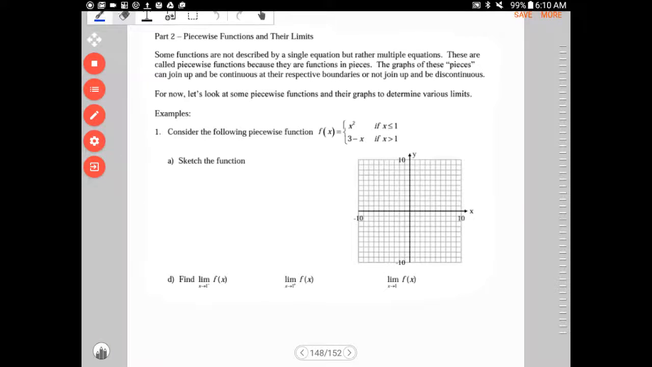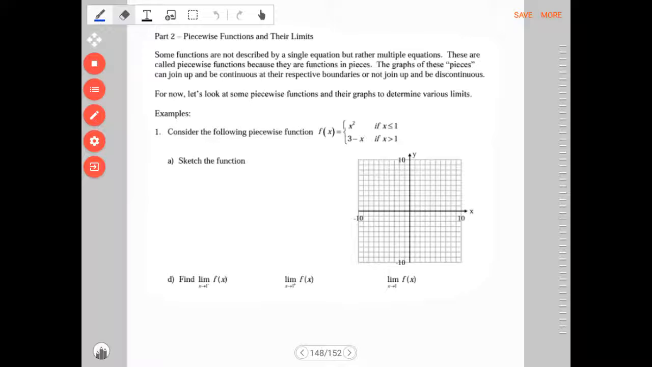Part 2, piecewise functions and their limits. Alright guys, so some functions are not described by a single equation, but a whole bunch of multiple equations. These are called piecewise functions because they are functions in pieces. Make sense? The graphs of these pieces can join up and be continuous at their boundaries, or not join up and be discontinuous. It just depends on what the graph is.